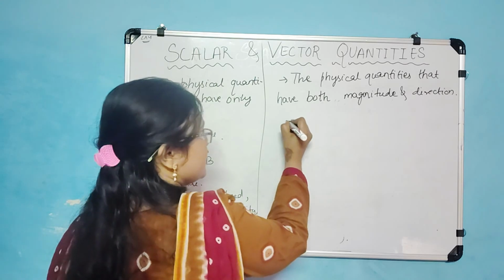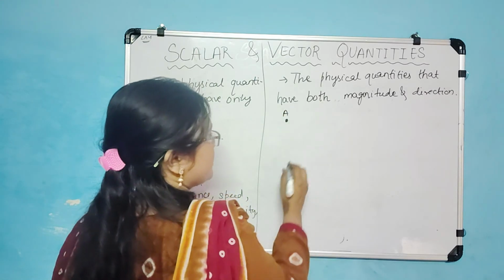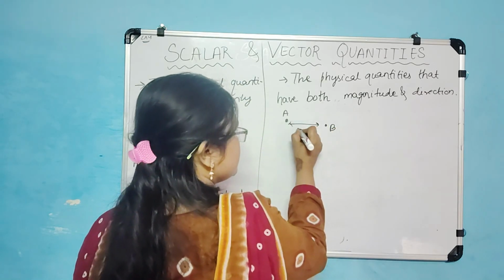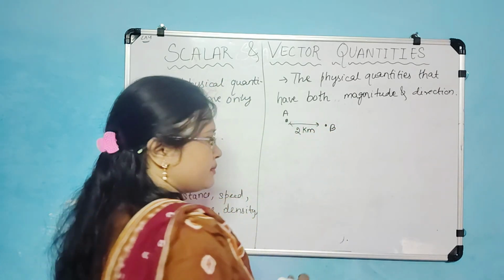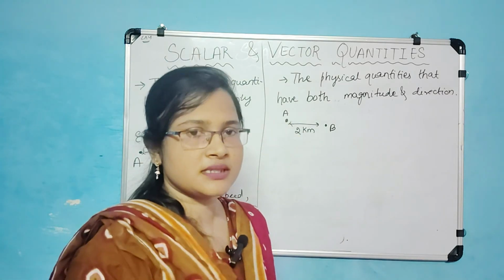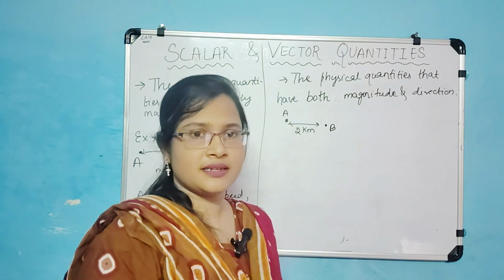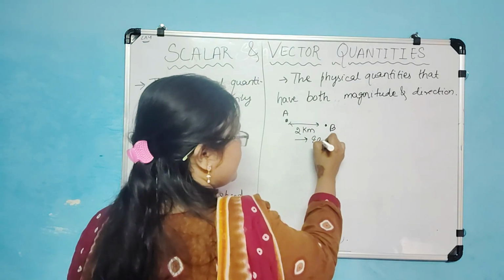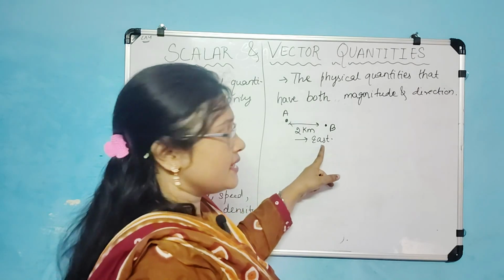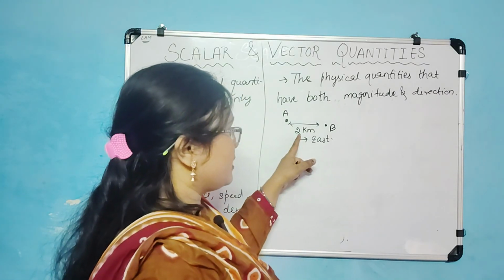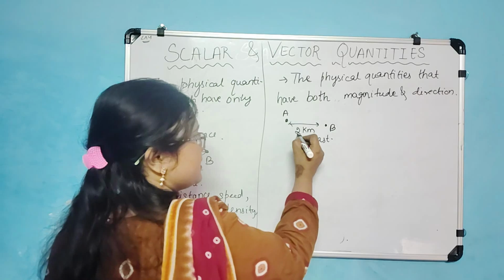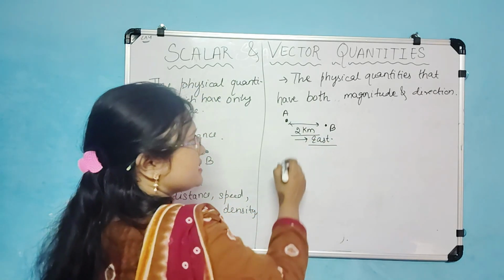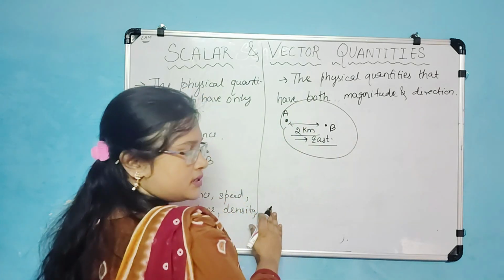For example, if a boy is moving from point A to a point B, how far? Suppose it is 2 kilometers. So if he has been told to move from point A to point B, a distance of 2 kilometers, but along north, or along east, then he has been told that east is the direction to move around 2 kilometers. That means he has been given the magnitude part along with the direction part. So this is a vector quantity.